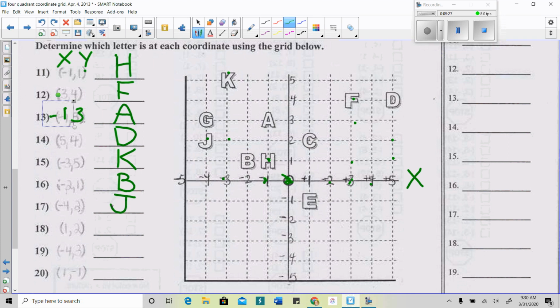Okay, now we're going to go to 1, 2. So both of those are positive since they don't have a sign. So starting at 0, I go to the right 1, I go up 2. You should have landed on C. Now we're going to go to -4, 3. So starting at the origin, go backwards 4, and then you're going to go up 3, and you land on G. And the last one, going to 1, -1. So 1 would be positive since it doesn't have a sign. So first I'm going to go to the right 1, and then since it's -1, I'm going to go down 1, and I would land on the letter E.